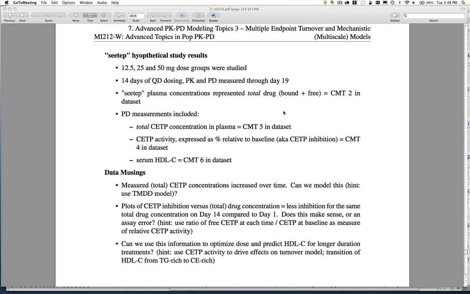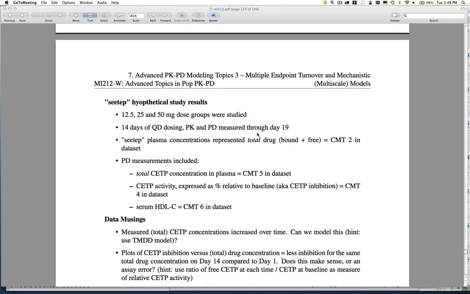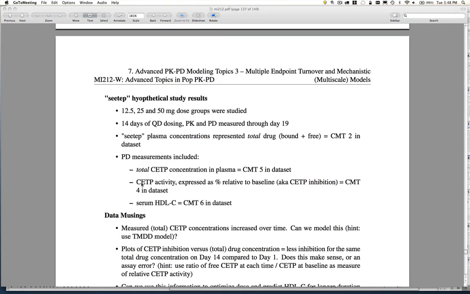The compartment 4 is a measurement of activity, so it's like an inhibition assay. So you'll see there that I believe it starts at 0, so you have 0 inhibition at first, and then it moves on up to upwards of 100% inhibition. So that's really the 100 minus the relative activity.